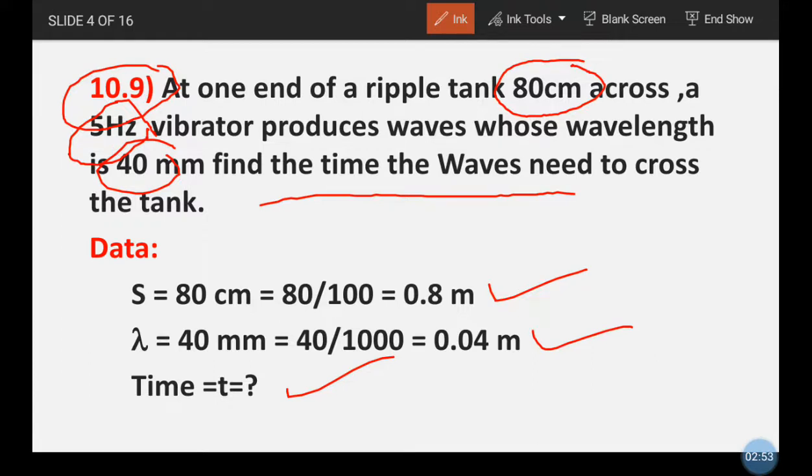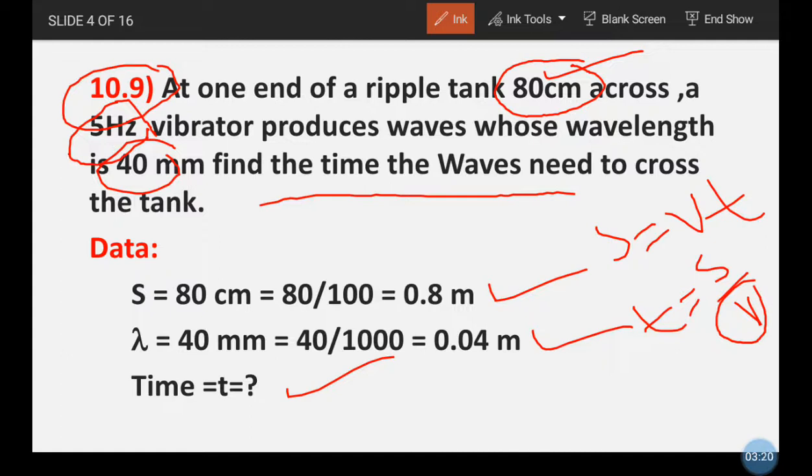In other words, we have to find the time the wave needs to cover a distance of 80 centimeter. So simple, we will apply the distance formula as you have read in class 9. S is equal to vt and t is equal to s upon v. But before finding the time, first we have to find the speed of the wave.